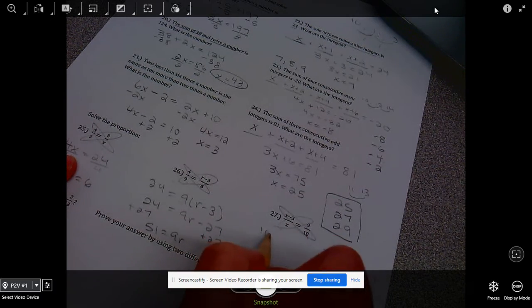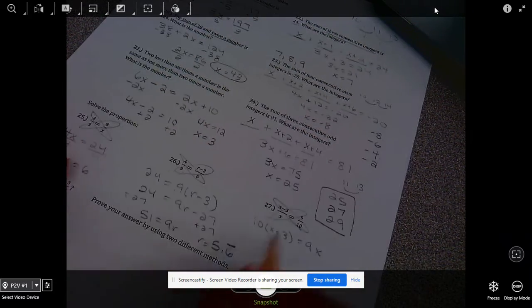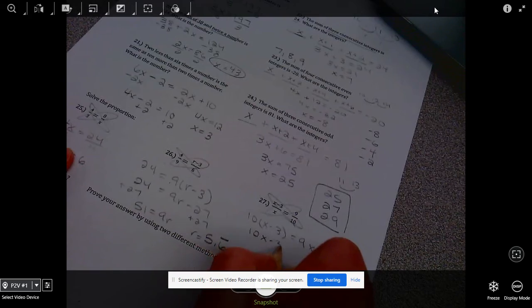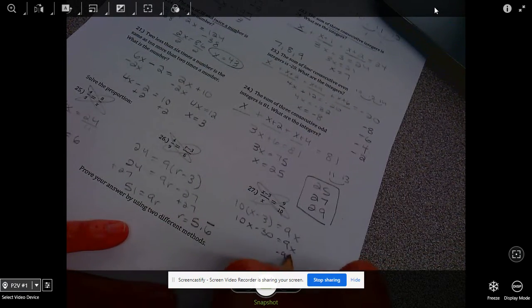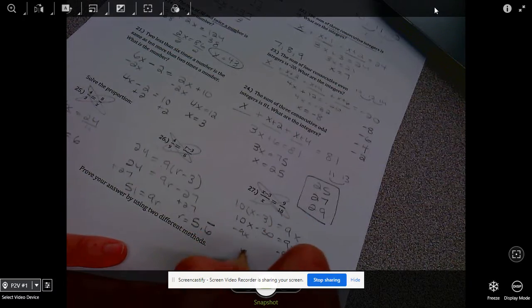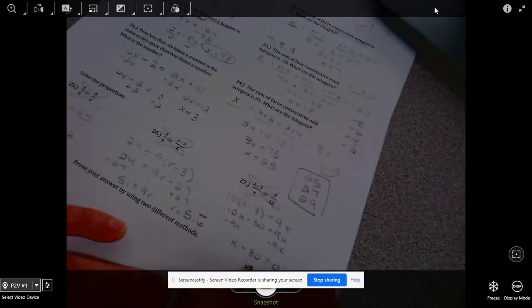Here, 10 times the quantity x minus 3 is equal to 9x. So 10x minus 30 equals 9x. Subtract 9x on both sides. X minus 30 equals 0. Add 30 to both sides.